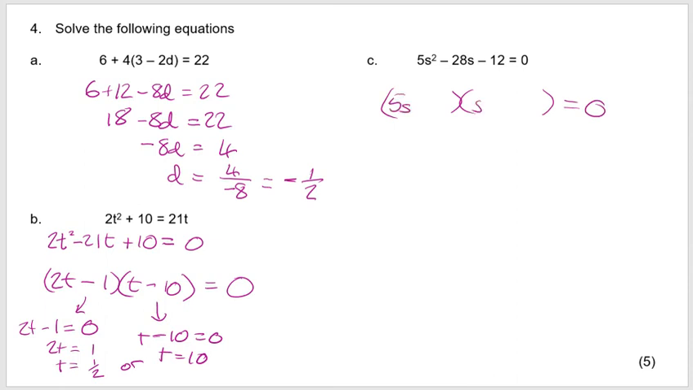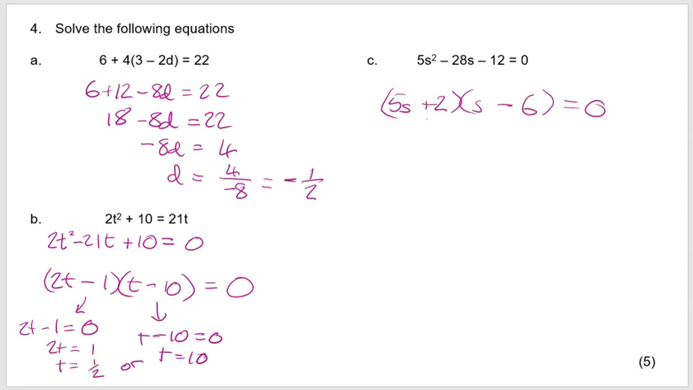The only option we have for the leading terms is 5s and s. That's the only way in which we're going to generate a 5s squared without going into decimals, which you should always avoid when factorising. And then we'll have to work out what the remaining terms are going to be. So I think we're looking at a -6 and a +2. Just a quick check, that seems correct.